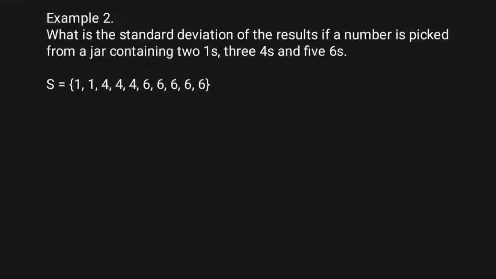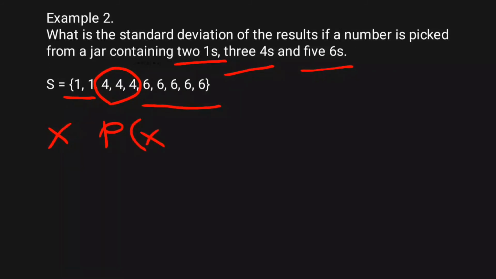So we have 2 ones, two 1s. Then we have 3 fours, three 4s. And then 5 sixes. So this is our sample space. Now we will make a probability distribution. Let's write our x and then p of x. The random variable x is the given numbers, so we have 1, 4, and 6.